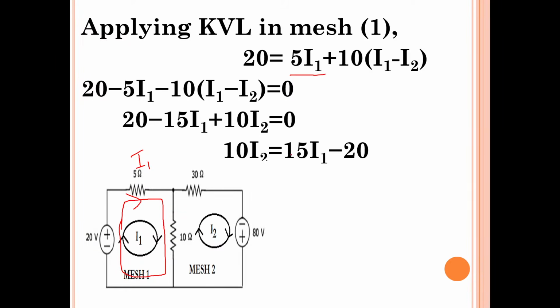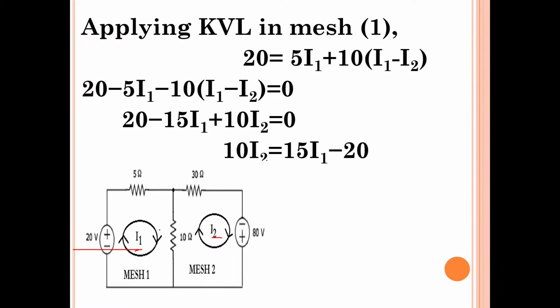what is the voltage across this 10 ohms? If you observe, 10 ohms is in between mesh 1 and mesh 2, isn't it? On the left side of this 10 ohms, I1 current is there. On the right side of this 10 ohms, I2 current is there.